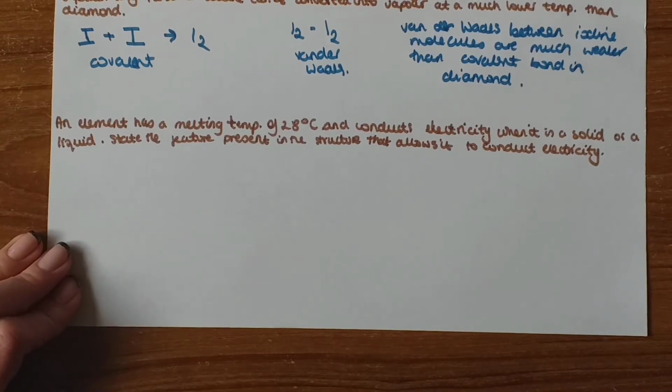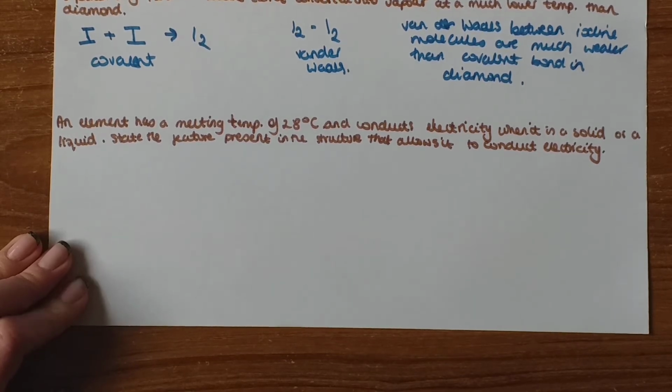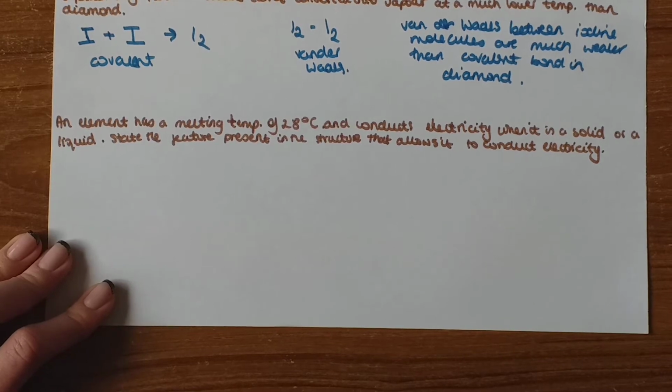Next question says an element has a melting temperature of 28 degrees Celsius and conducts electricity when it's a solid or a liquid. State the feature present in the structure that allows it to conduct electricity.